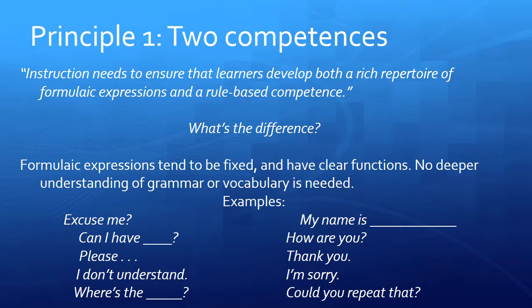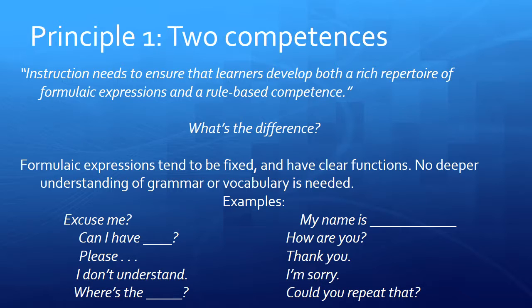So let's begin looking at some of these principles that Ellis has given us. Principle number 1 is about 2 competences, or competencies if you prefer. And here's what Ellis says. Instruction needs to ensure that learners develop both a rich repertoire of formulaic expressions and a rule-based competence. So what are these and what's the difference? Let's start with the first.